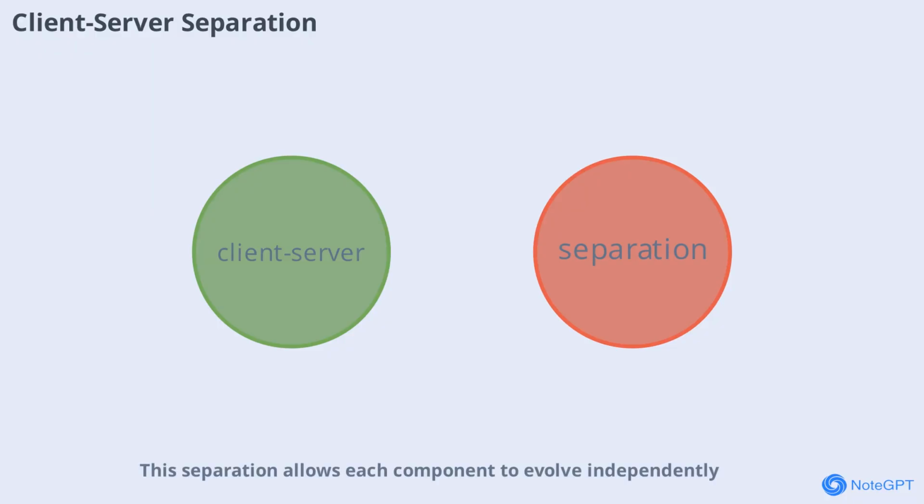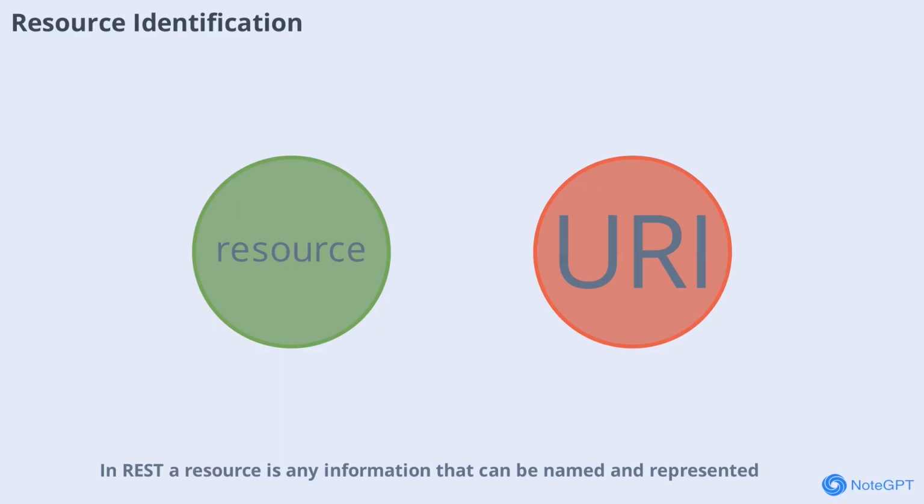This separation allows each component to evolve independently, improving maintainability and scalability. It's a core reason why APIs are so adaptable and robust. In REST, a resource is any information that can be named and represented, such as documents, images, or collections.